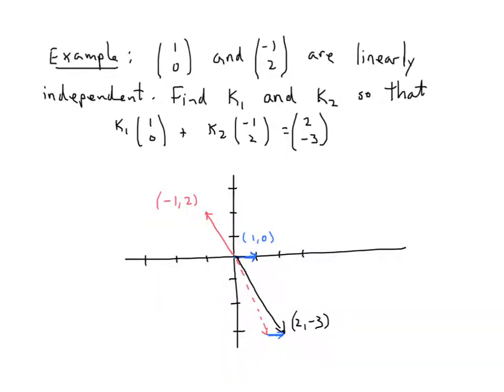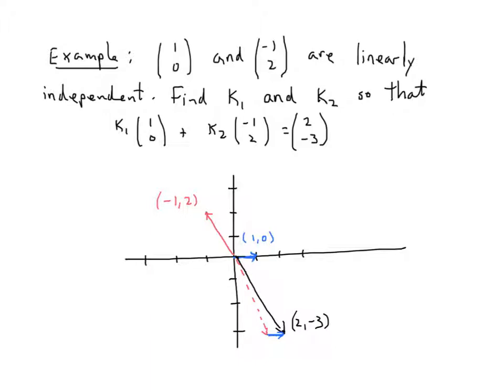So here are two linearly independent vectors, (1, 0) and (-1, 2). (1, 0) is here, (-1, 2) is here. Clearly they're not scalar multiples of each other. I'm being asked to get to the point (2, -3). So here's (2, -3) in quadrant 4.